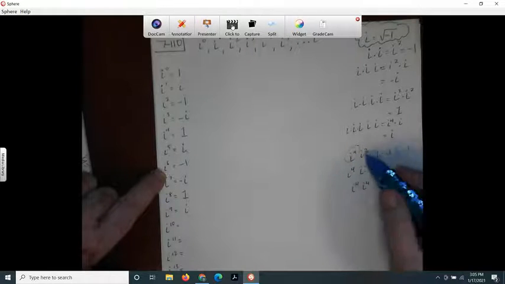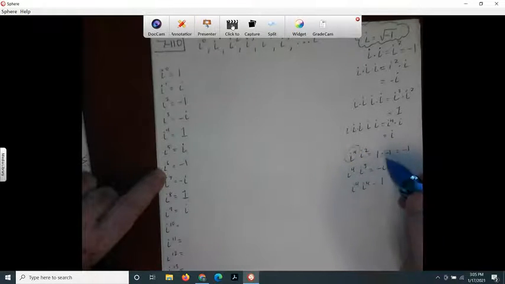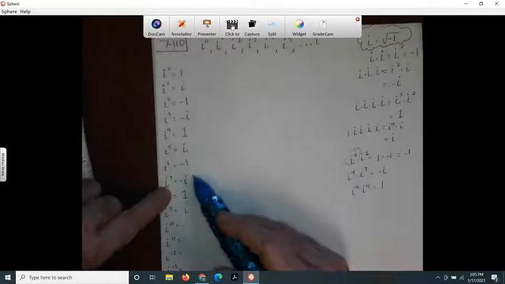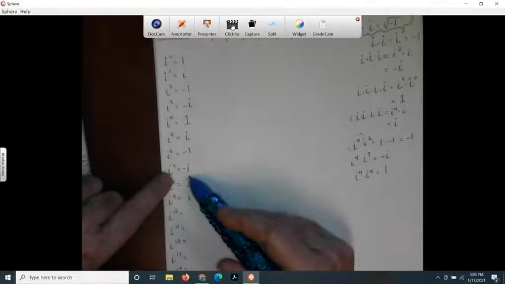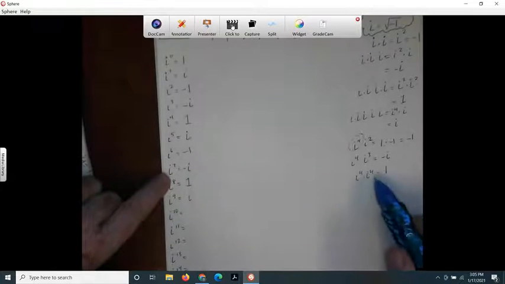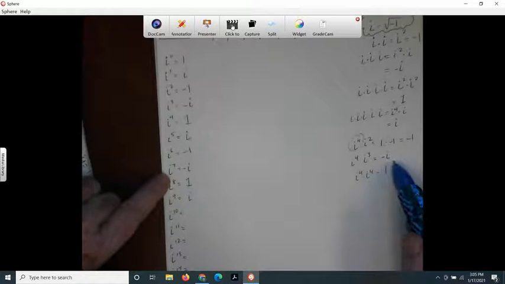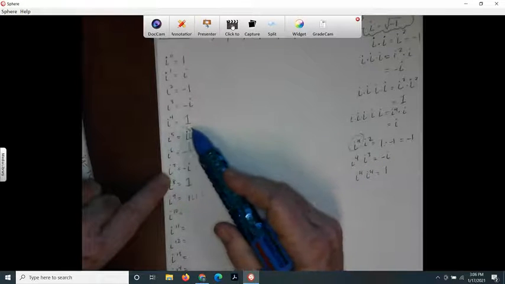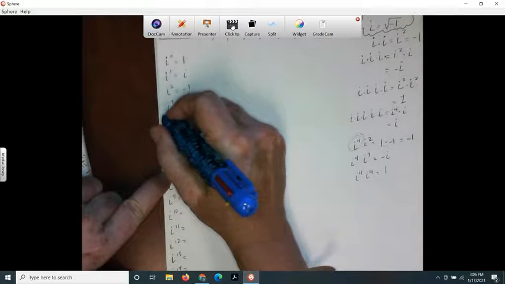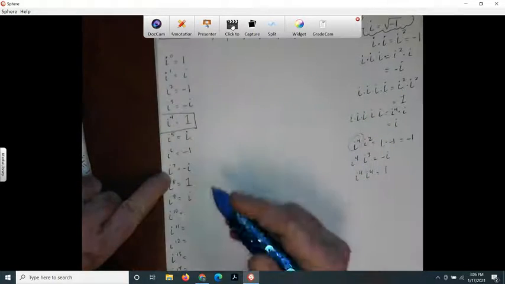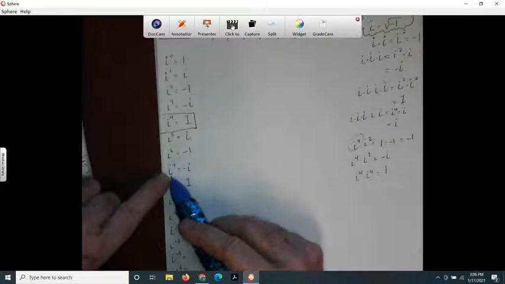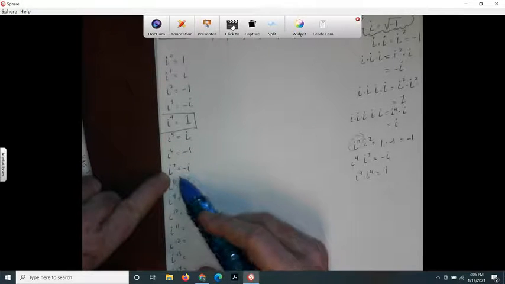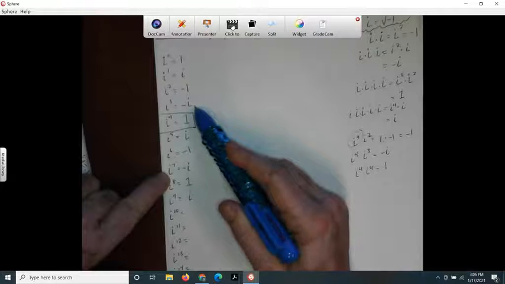I did keep working them out. I noticed once I got past 4, I like i to the 4th so much because i to the 4th is 1. So I can write i to the 7th as i to the 4th times i cubed. Well, if i to the 4th is 1, and i cubed is negative i, then I just get negative i. i to the 8th, well, that would be i to the 4th times i to the 4th. That's 1 times 1, that's equal to 1.